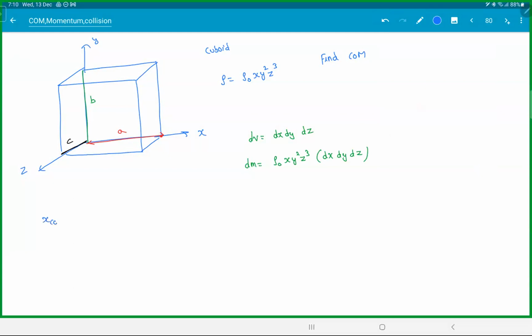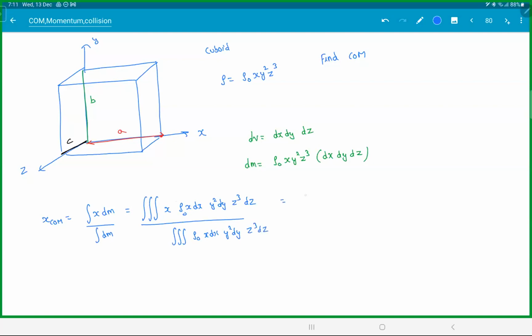First, let's find the x coordinate. So this x coordinate would be integral. What was the formula normally? Integral x dm by integral dm. So this gives you the x coordinate. So this will be x coordinate equals rho naught triple integral, because there are 3, dx dy dz. X, y, we'll keep all x's together. Let's write rho once properly. Rho naught x dx y square dy z cube dz, by triple integral rho naught x dx y square dy z cube dz.